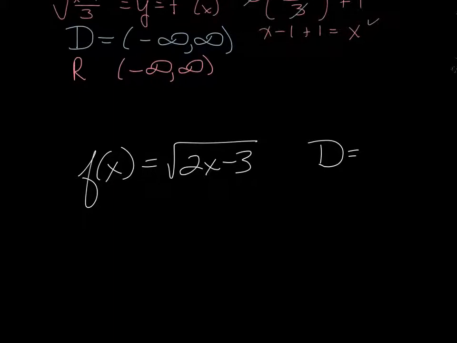It'll be 0 to infinity. 0 to infinity? What if I plug in a 0? What am I going to get? Square root of negative 3. Can we have square root of negative 3? No, you can't. So what's it going to be, Maddie?